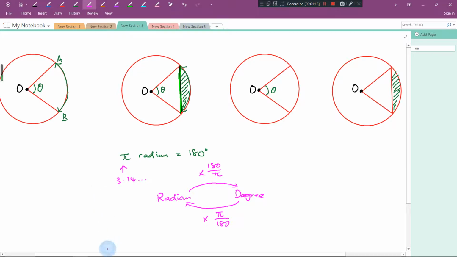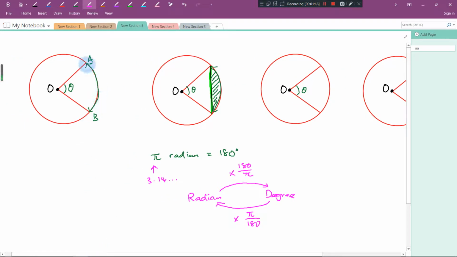Okay, second thing we learn about how to find the arc length, right? So if I want you to find the arc length AB, the formula is r theta. The theta must be in radian.